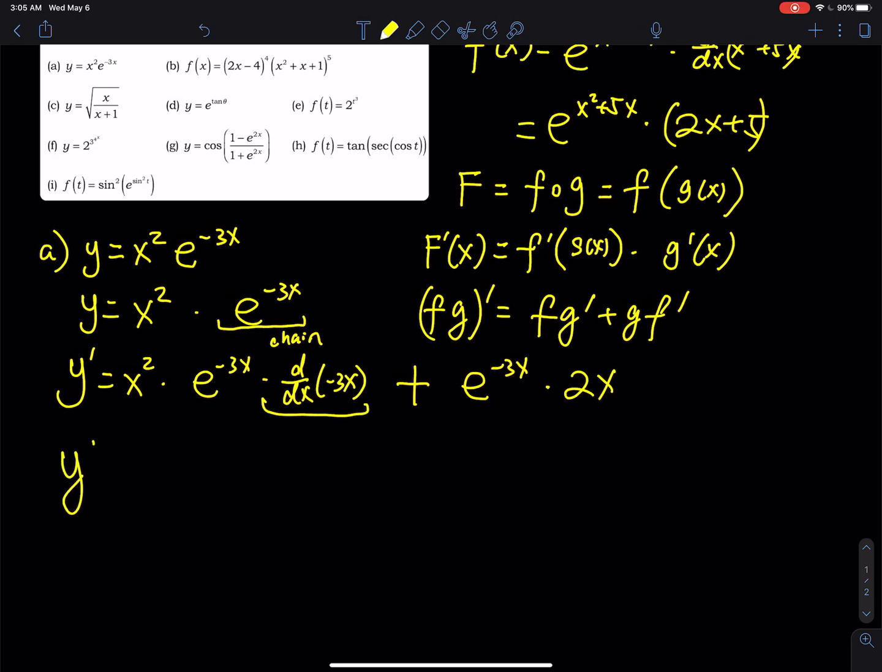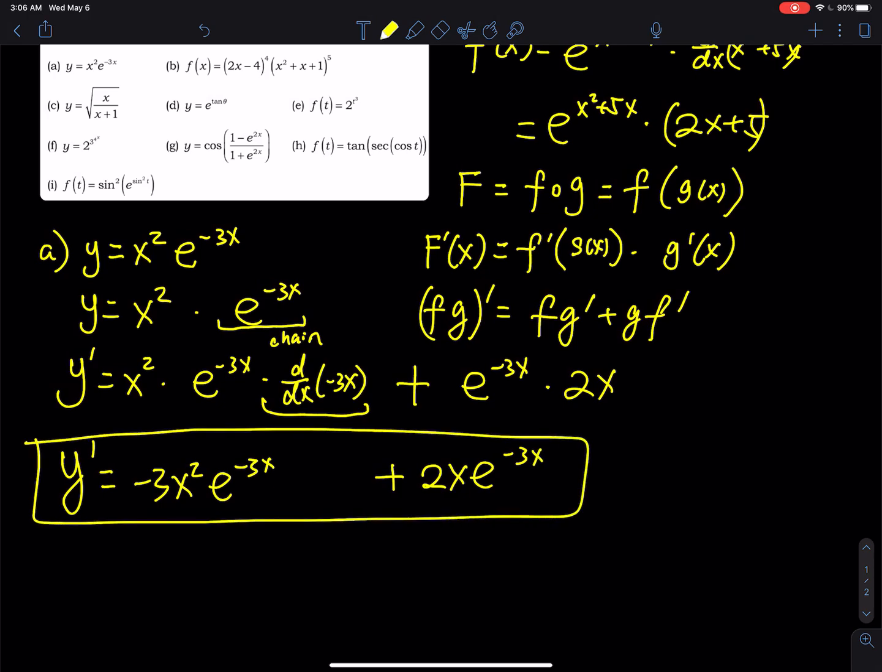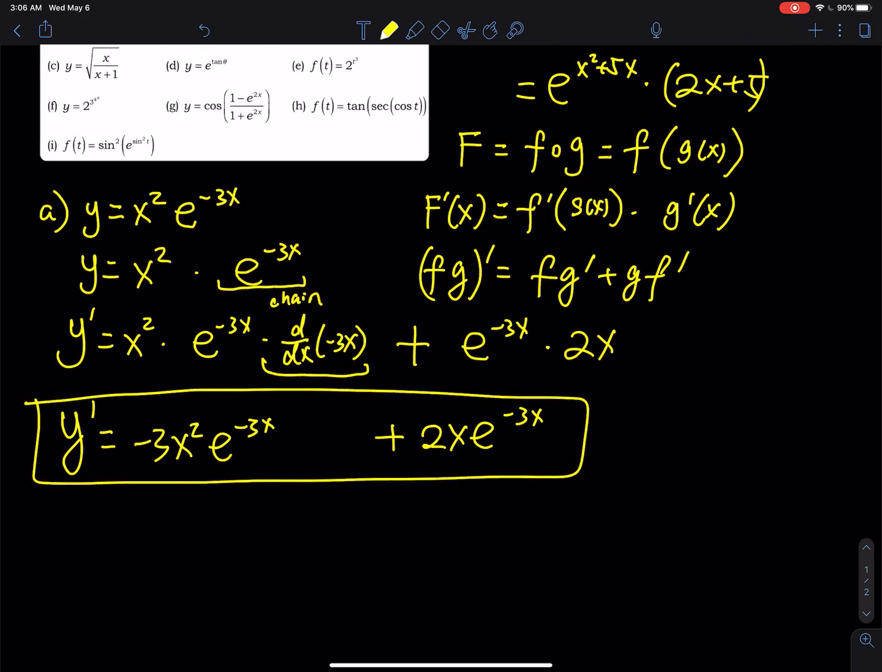So y prime equals negative 3, right? So we have negative 3 x squared e to the negative 3x, and then plus 2x e to the negative 3x. So this one is the derivative. Or if you want to put it in factored form, that's okay.